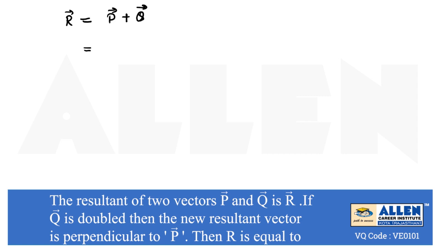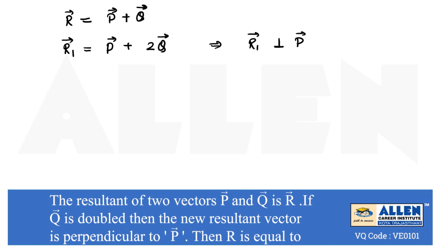Now it is saying if q vector is doubled, meaning 2 times q vector, then the new resultant vector is perpendicular to p vector. The new resultant vector means we again add p vector with this 2q vector. Suppose it is r1 vector. So this r1 vector is perpendicular to p vector, as given in the question. So there are two conditions: p plus q vector is equal to r vector, and p vector plus 2q vector is equal to r1 vector, and r1 is perpendicular to p vector.